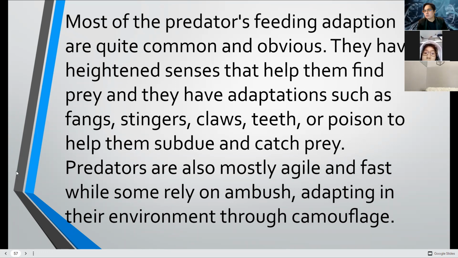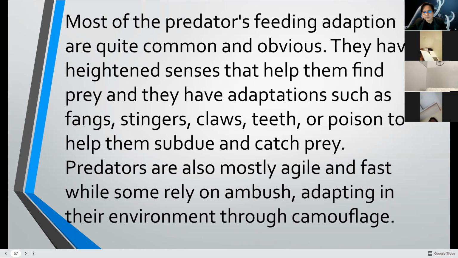As a recap, what we did last meeting, what are the defenses that the prey usually do to get away from the predators? Since the predators have stingers, fangs, claws, teeth, poison, what are the defenses that the prey usually do? Camouflage? Yes, one good example is the camouflage. What else?